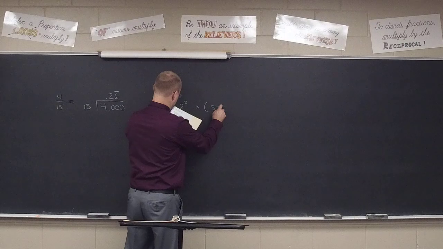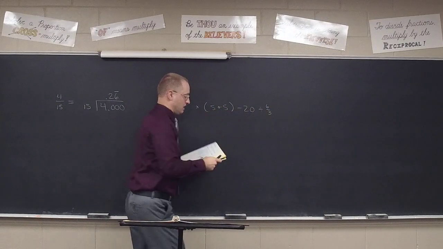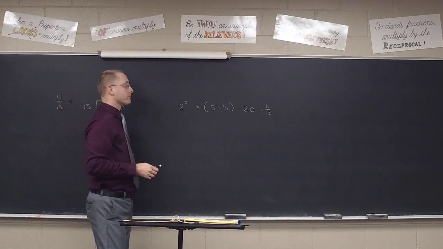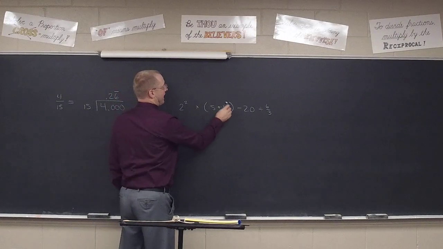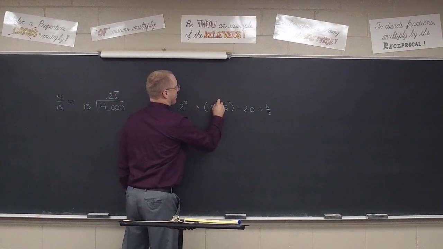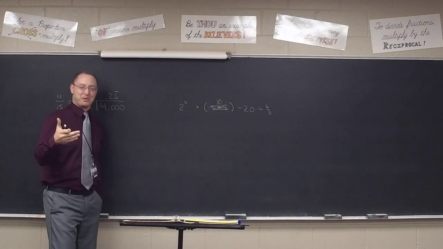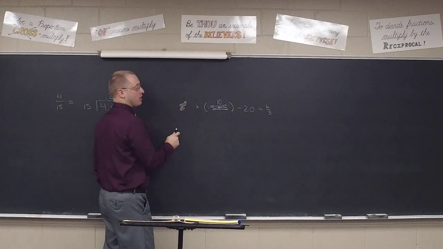All right, so what's the first thing we have to do here, Jalen? The parentheses. And what is 5 plus 5? 10. All right, so I'm going to scribble that out because I'm lazy and write a 10. Now the next thing in order of operations we have to do is exponent. 2 squared just gets replaced with 4.